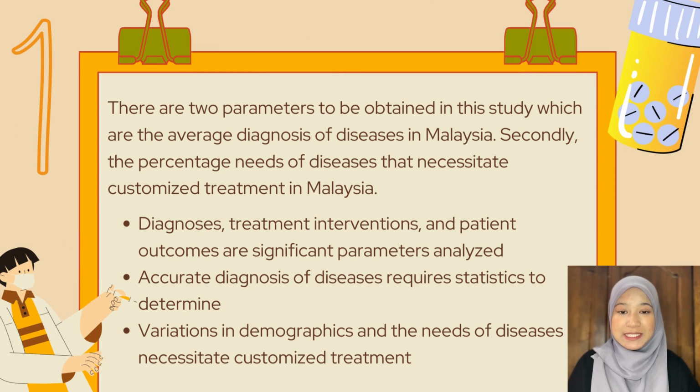Parameter. There are two parameters to be obtained in this study, which are the average diagnosis of disease in Malaysia. Secondly, the percentage of need of disease necessitating customized treatment in Malaysia. Diagnosis, treatment interventions, and patient outcome are significant parameters analyzed. Accurate diagnosis of disease requires statistics to determine. Variation in demographic and the needs of disease necessitate customized treatment.